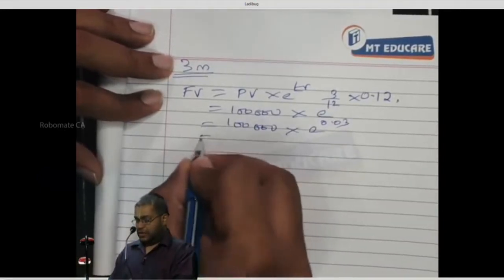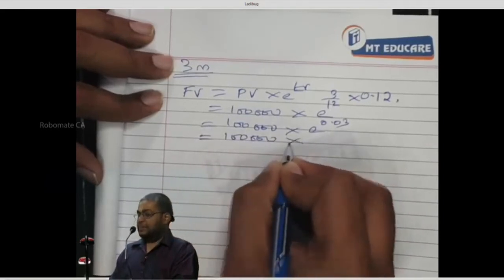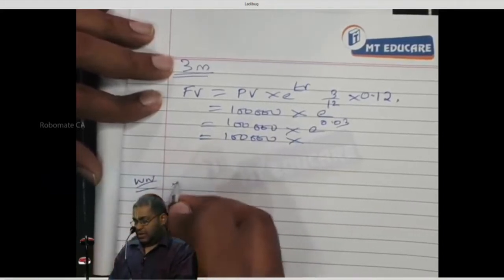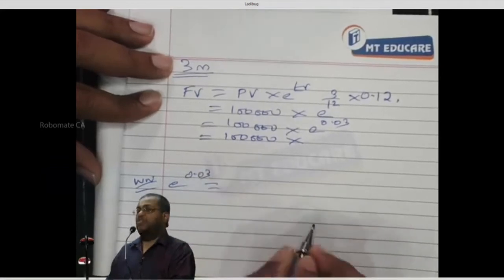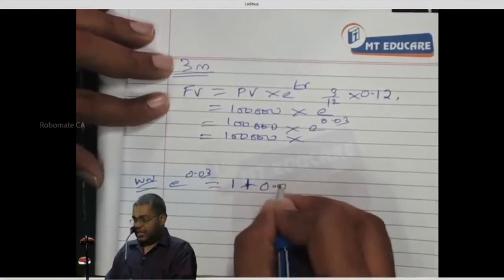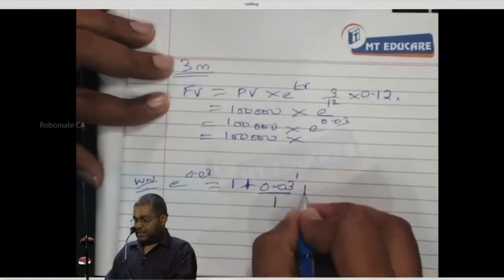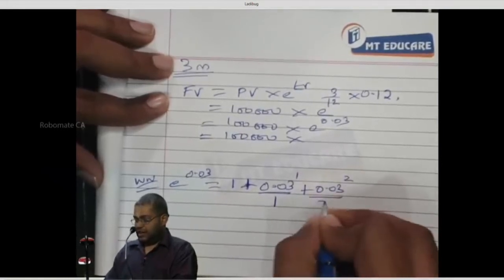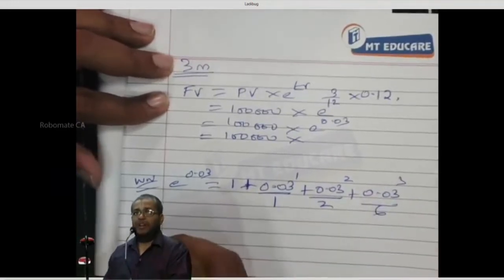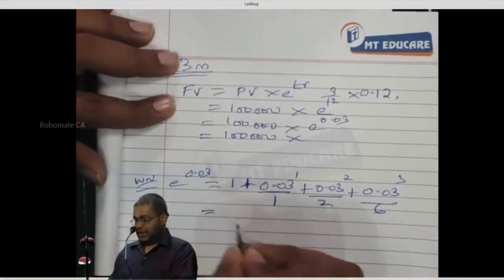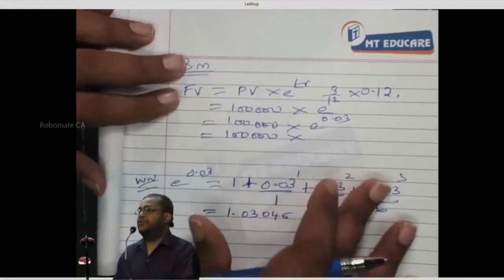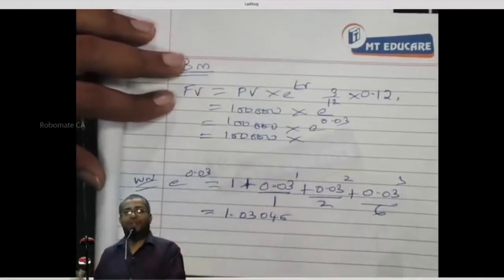Now I should find out 1 lakh into e power 0.03, we should calculate, right or not? Working note. What is the working note? E power 0.03 is equal to, tell me the calculation, 1 plus 0.03 power 1 by 1, plus 0.03 square divided by 2, plus 0.03 cube divided by 6. Can you simplify and tell me what's the number here? 1.03045.